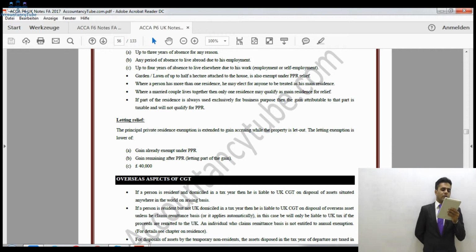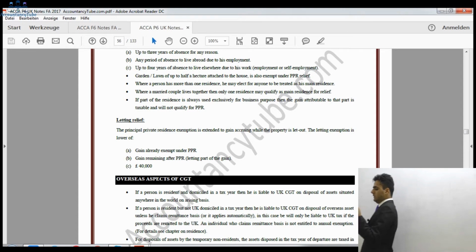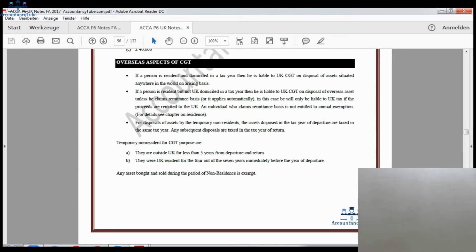If part of the residence is used exclusively for business purposes, we know that PPR will not be available on that portion. Right then, after that, the letting relief, we have seen that as well in our previous video lecture. And then it's overseas aspects of capital gains tax. This overseas aspect of capital gains tax is new as well for P6 students.